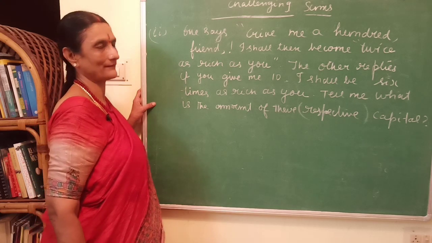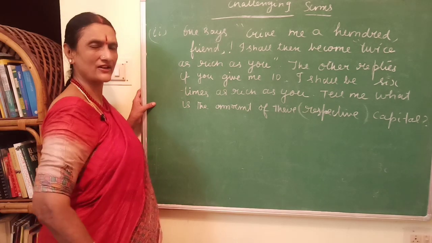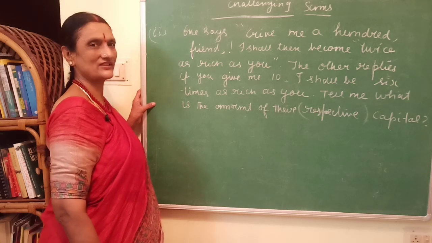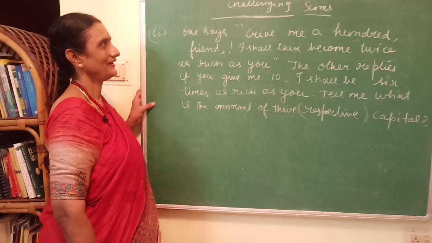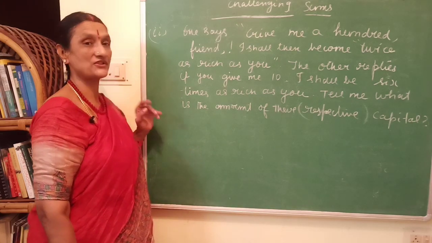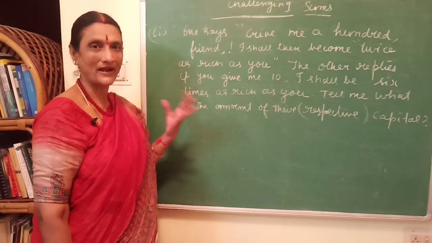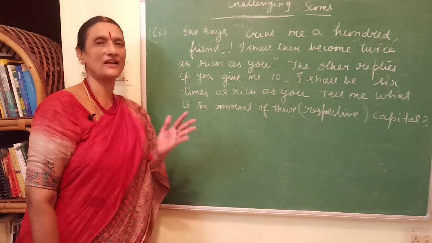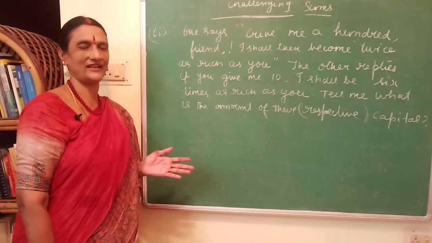Now let us do another sum which is also slightly different from what you had been doing all this time. There are two people and both have some money, and the conversation goes like this. One says, give me 100, friend. I shall become twice as rich as you. So my possession will be twice that of your possession if you give me 100. That is the first case.